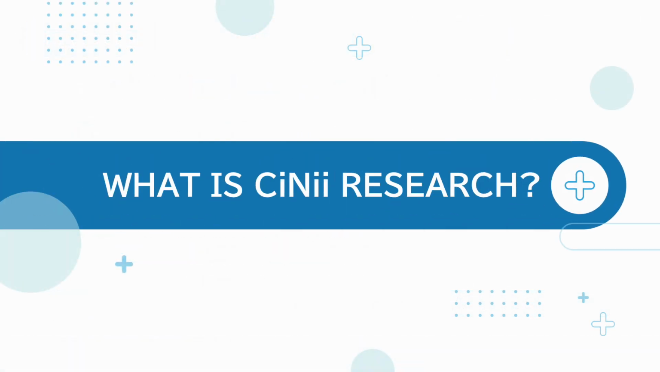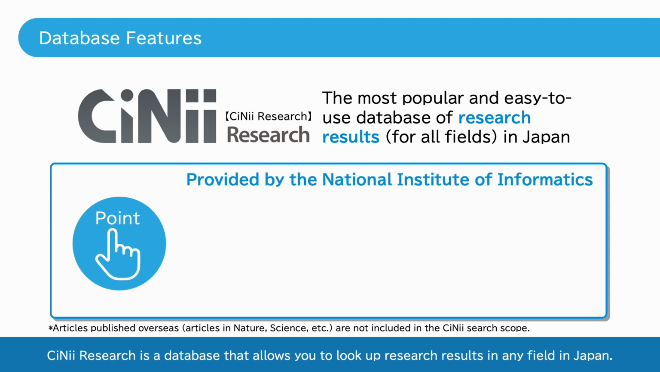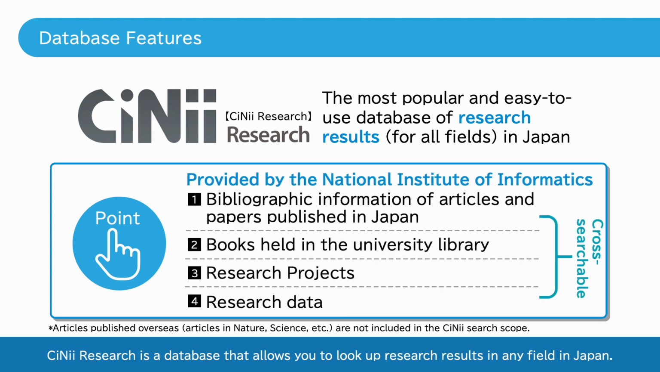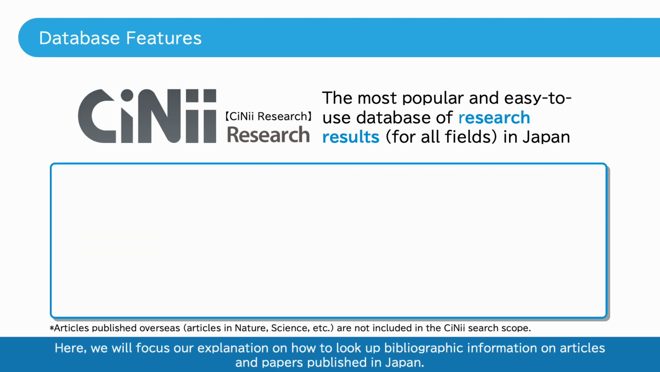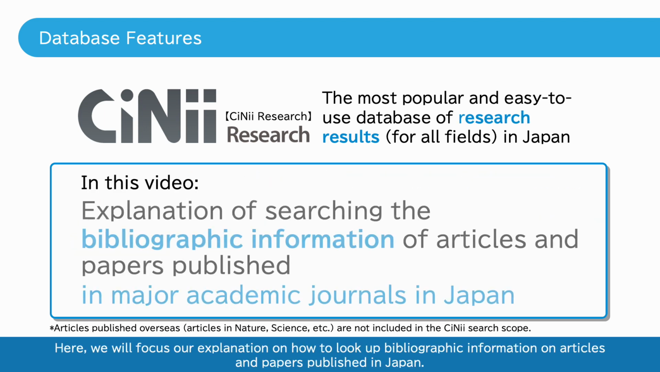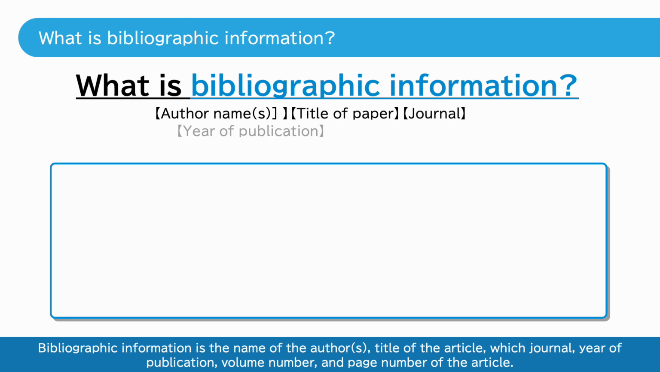Now, let's try using CiNii Research in practice. CiNii Research is a database that allows you to look up research results in any field in Japan. Here, we will focus our explanation on how to look up bibliographic information on articles and papers published in Japan. Bibliographic information is the name of the author or authors, title of the article, which journal, year of publication, volume number, and page number of the article.